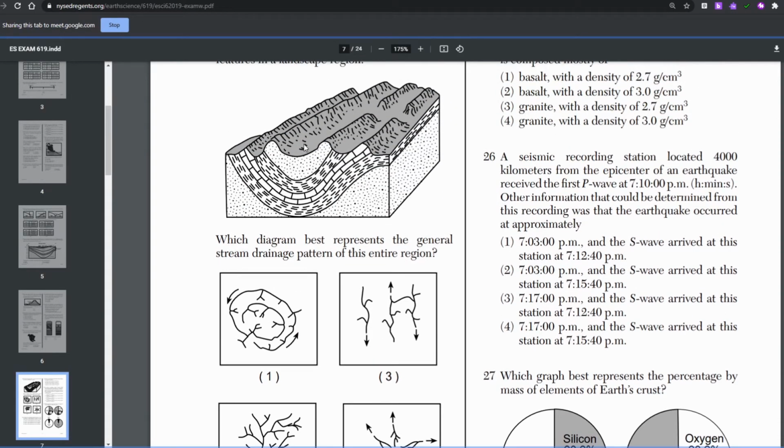I think a common misconception a lot of people put would be number 1. This would be more of an annular pattern. This is what we call terraced.